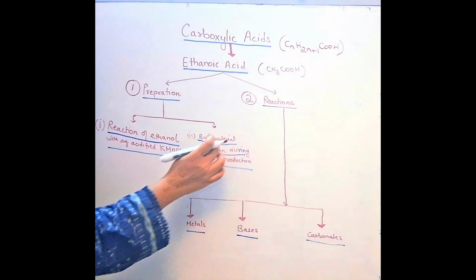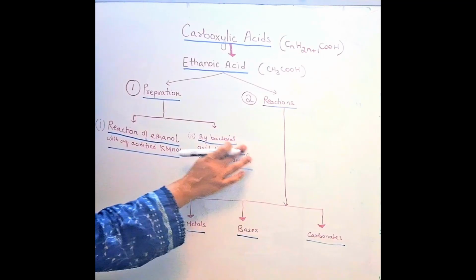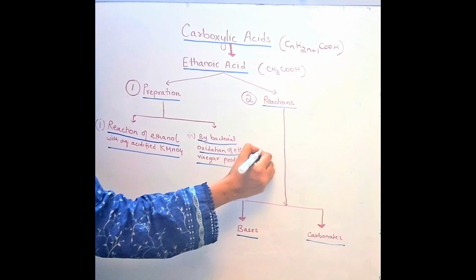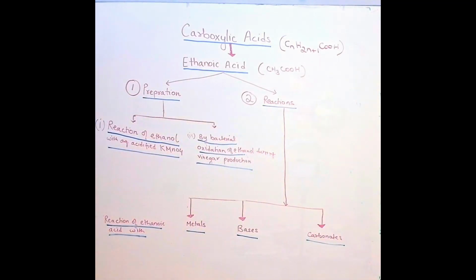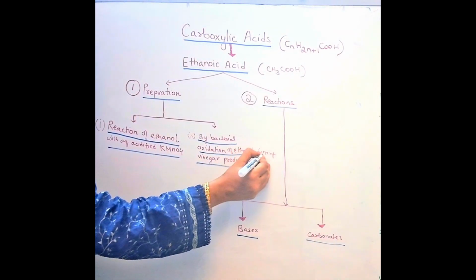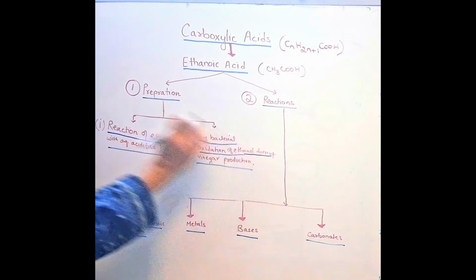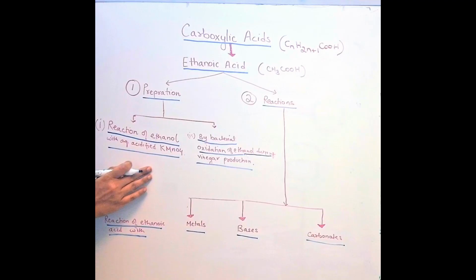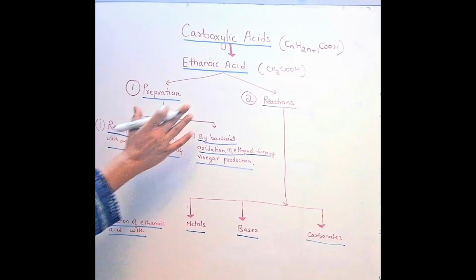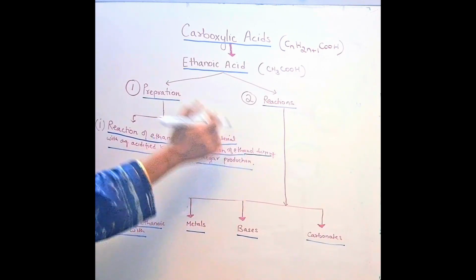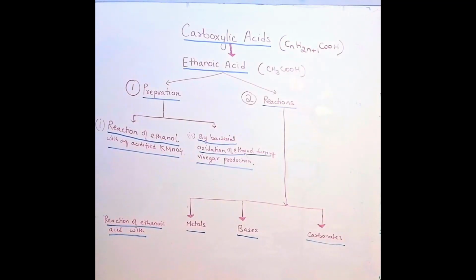So, bacterial oxidation of ethanol during vinegar production. So what we see here is that in both cases we are preparing ethanoic acid from ethanol. In the first case, we are preparing ethanoic acid from ethanol by using the oxidizing agent KMnO4, and in the second case, we are preparing ethanoic acid from ethanol by using bacteria as an oxidizing agent.